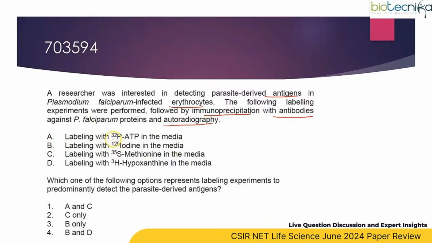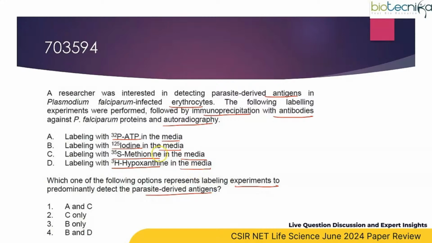A, labeling with P32 ATP in the media. B, labeling with iodine 125 in the media. C, labeling with S35 methionine in the media. D, labeling with H3 hypoxanthine in the media. Which one of the following options represents labeling experiments to predominantly detect the parasite-derived antigens?